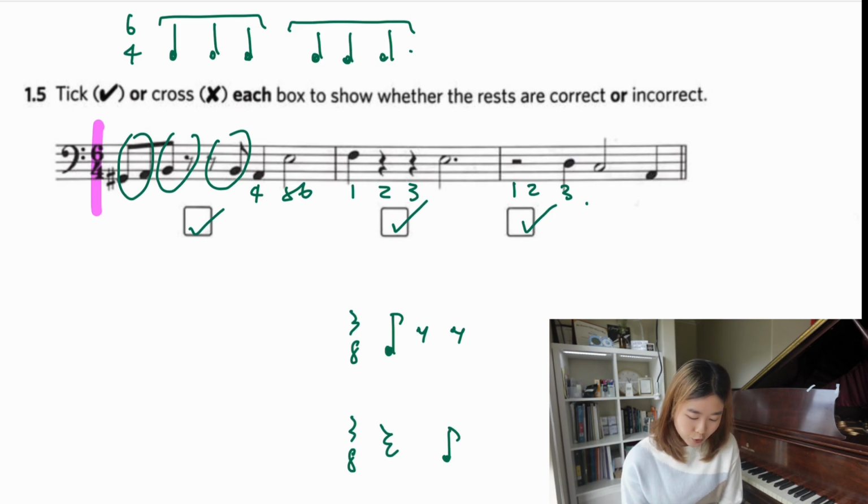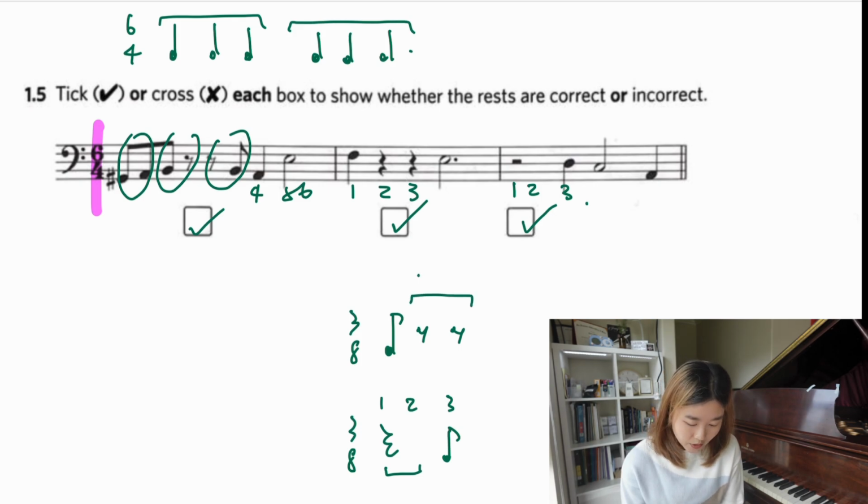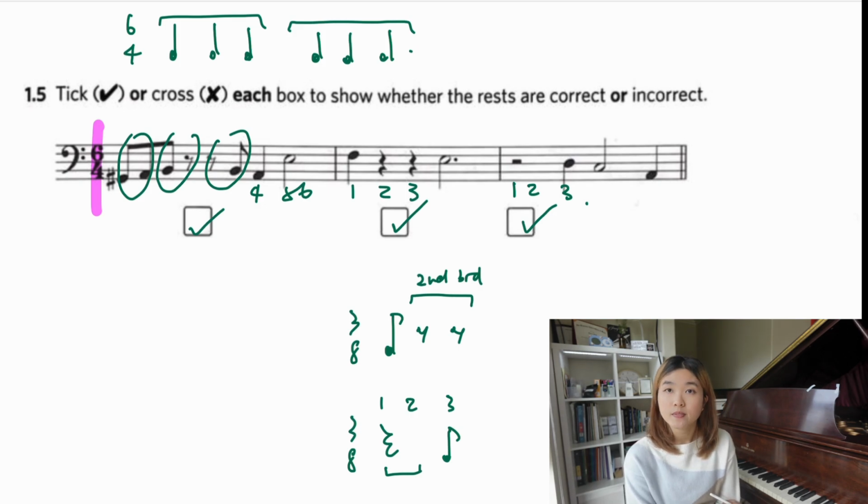Sorry, that should be 8th note. Should be grouped the first two beats together, 1, 2, 3. So I group the first two rests as the quarter rest. But if they are at the second and the third beat, I have to make them separated. So this is correct and also correct. So all the rest are correctly written.